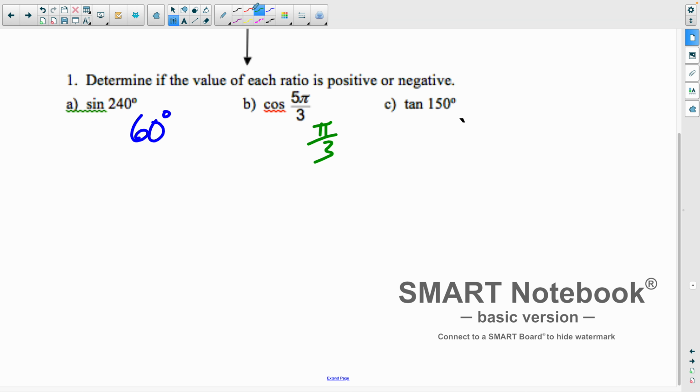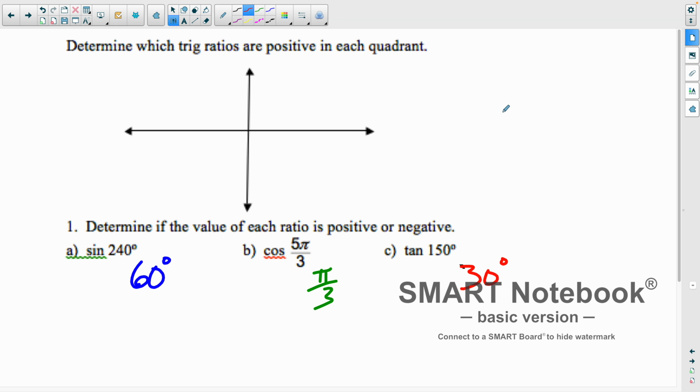All right? And then 150. What is the reference angle for 150? 30. Because we do that by doing 180 minus 150, and I get 30. Okay? So that's what I asked you to do. I asked you to find the reference angle. Now, we're not done there. Now let's go back and apply what's going on. Before we do that, let's go talk about this little piece here.